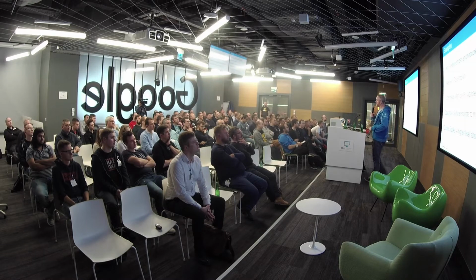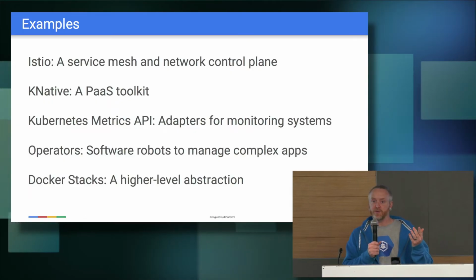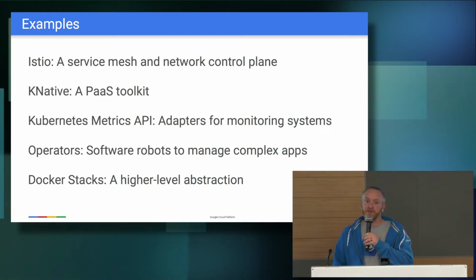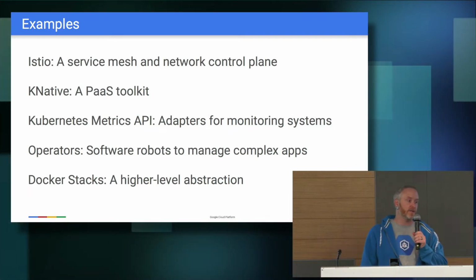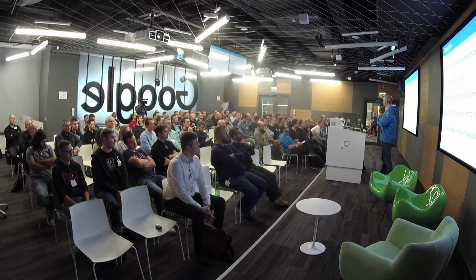Other things build on top of these extension mechanisms, like Knative. You've heard about Knative. It's a set of tools for building platform as a service components. The Kubernetes metrics API server, if you've ever used a horizontal pod autoscaler, uses an extension API server to be able to pull metrics from our backends like Stackdriver or Google.